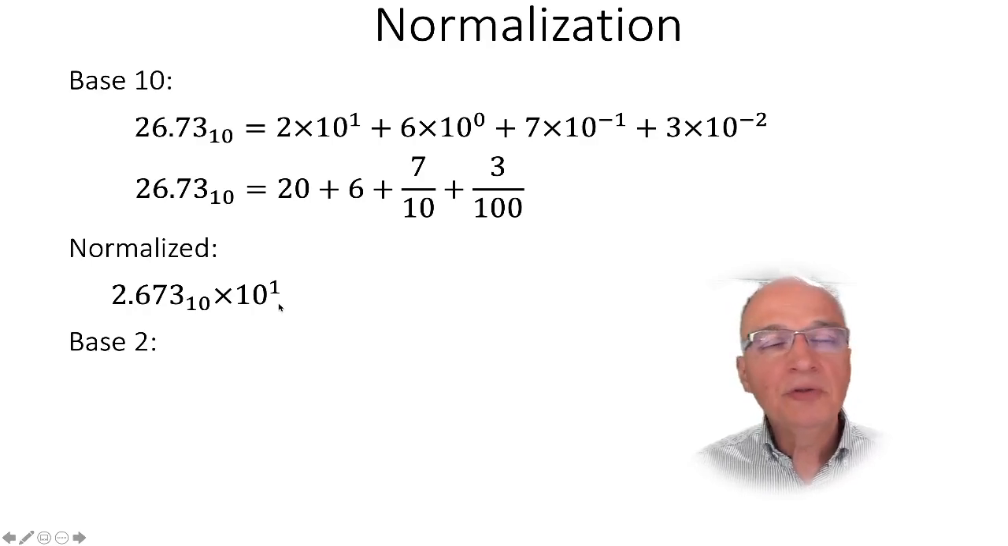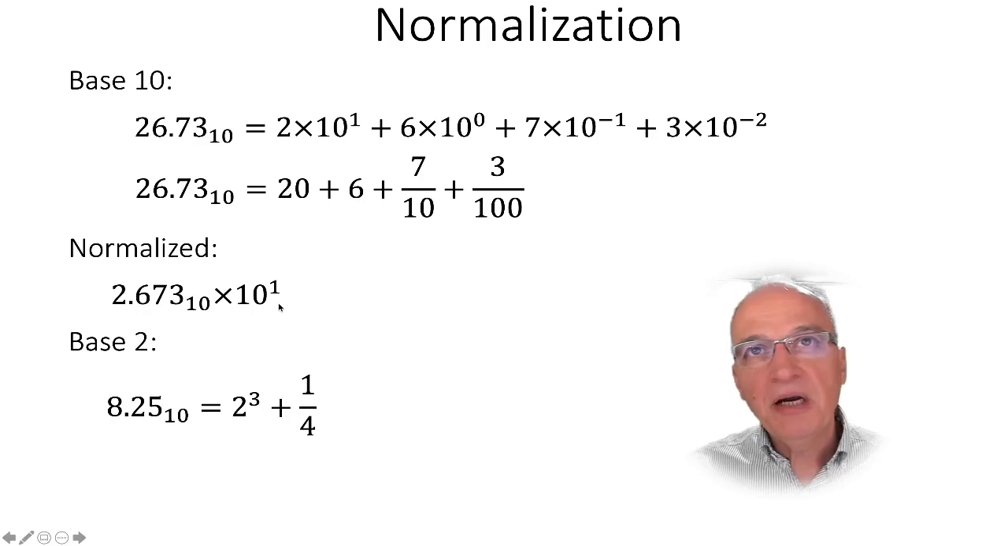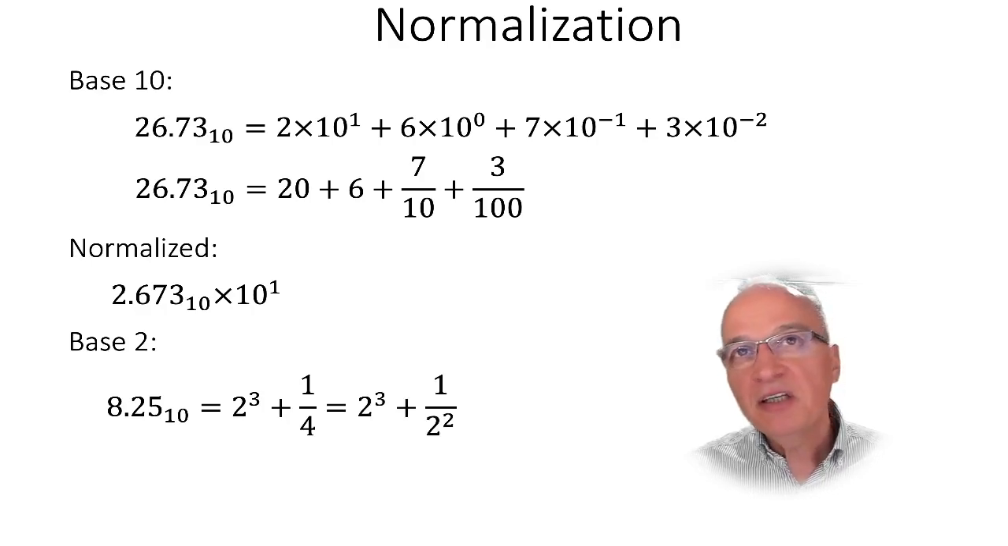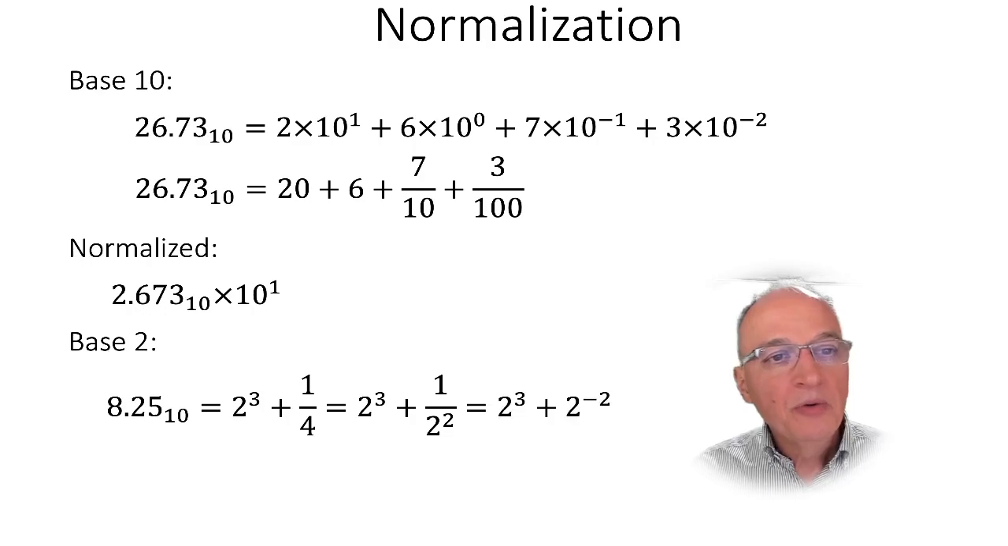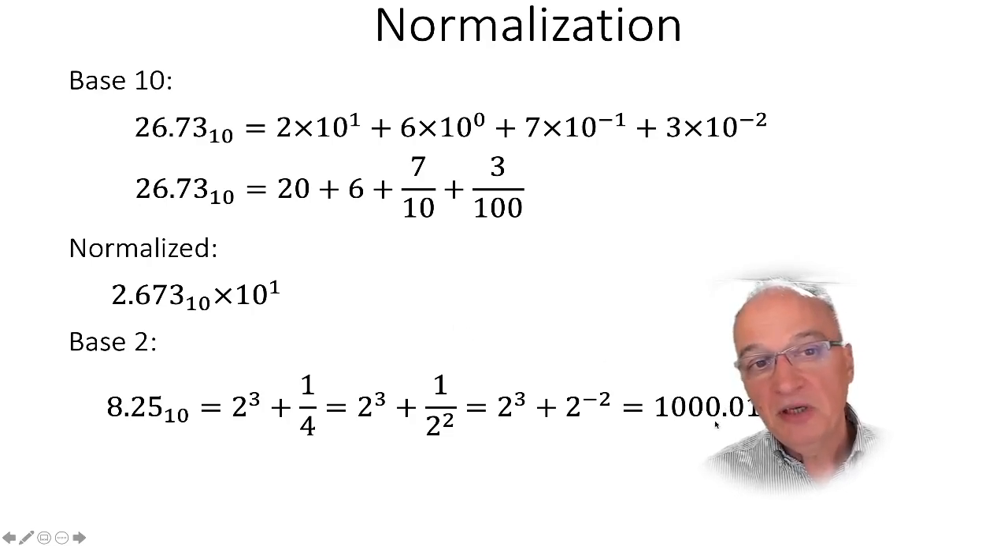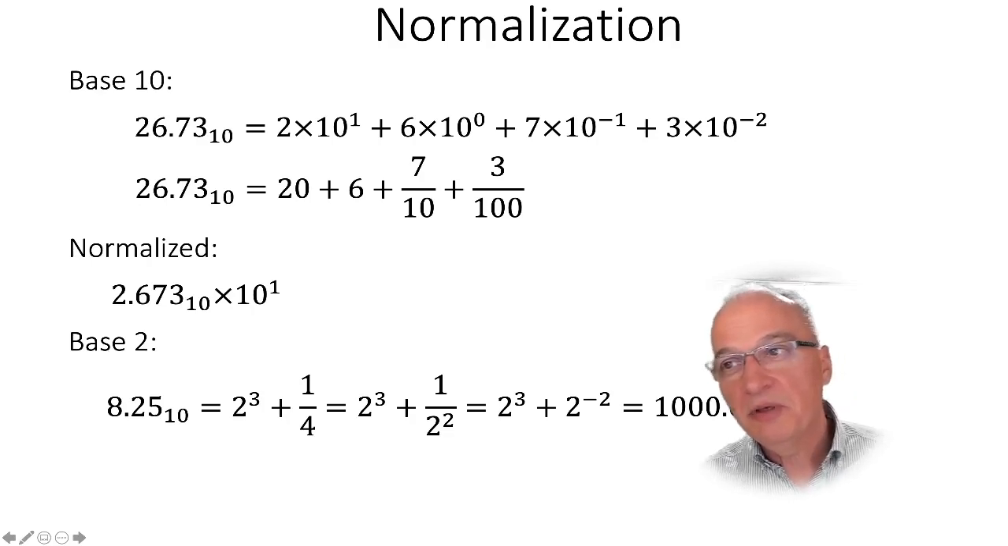In base 2, we do something very similar. If I have the number 8.25 in base 10, this number is 2 to the 3 plus 1 over 4, because 0.25 is 1 divided by 4. So I can express this number as 2 to the 3 plus 1 over 2 to the 2, which is 2 to the 3 plus 2 to the minus 2. Now, if I express this number in binary, this will be the number 1000 binary period 01. Remember, this is not the decimal period, it's the binary period. And I use the 2 here to indicate that this number is in base 2.